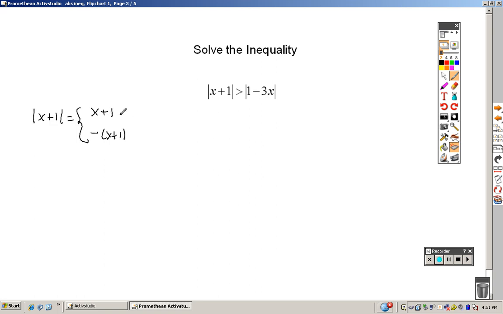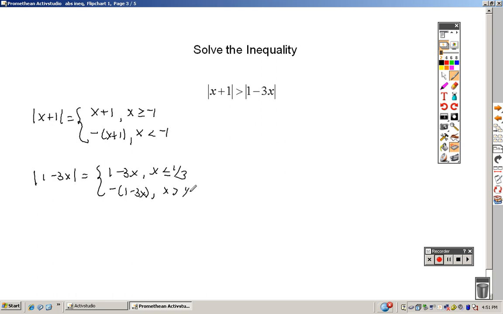But if I write it this way, I'm assuming then that x is greater than or equal to negative 1. And if I decide to use this one, I'm assuming x is less than negative 1. Similarly, if I have the absolute value of 1 minus 3x, I can write 1 minus 3x, but I'm assuming that x is less than or equal to 1/3. Or I could write the opposite, in which case I'm saying x is greater than 1/3.